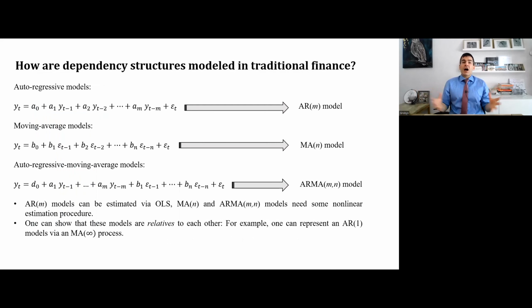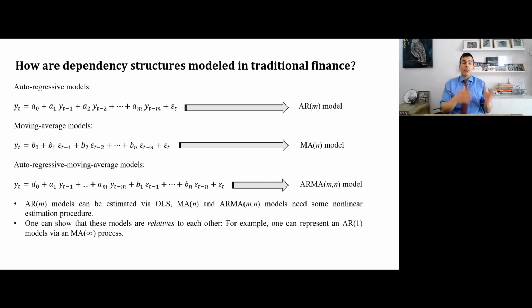To get started, how are dependency structures modeled in traditional financial research? First of all, in the first equation, what you see here are autoregressive models. What's happening here is that you have on the left-hand side a dependent variable denoted here as yt, and on the right-hand side you have the independent variables or the regressors. What you see here is that the dependent variable yt is dependent on its own lags.